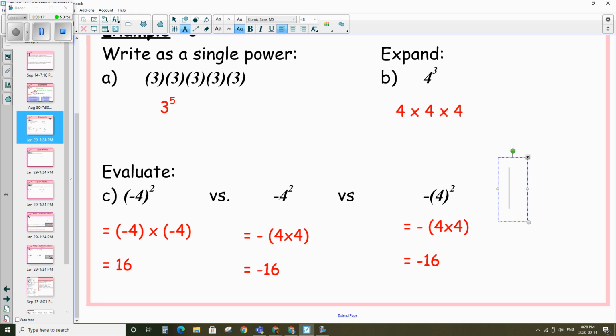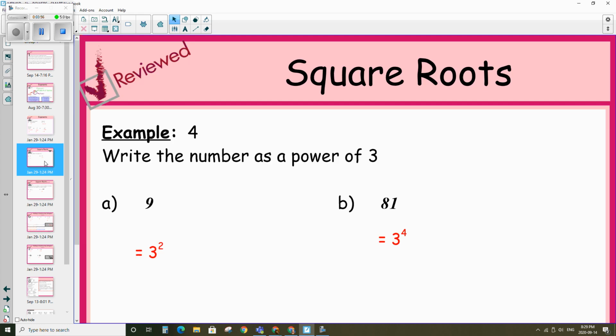What if you don't have a bracket? If you don't have a bracket, it means that you're not squaring -4. You're only squaring what is directly below the 2, and that's a 4. There's only one negative sign, and then you're squaring the 4. So it's negative, and then 4 times 4 is 16, with one negative sign in the front. And the last one is one negative sign, and then you square the 4 that is directly below the 2. So negative, and then again, you're squaring the 4, which is 16, so that will also give you -16.